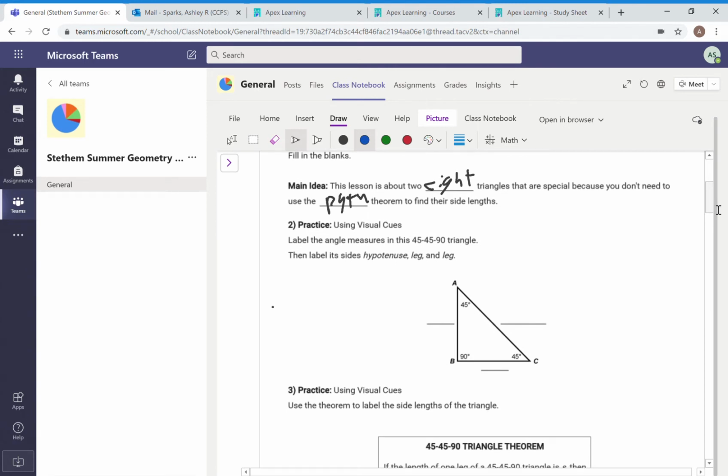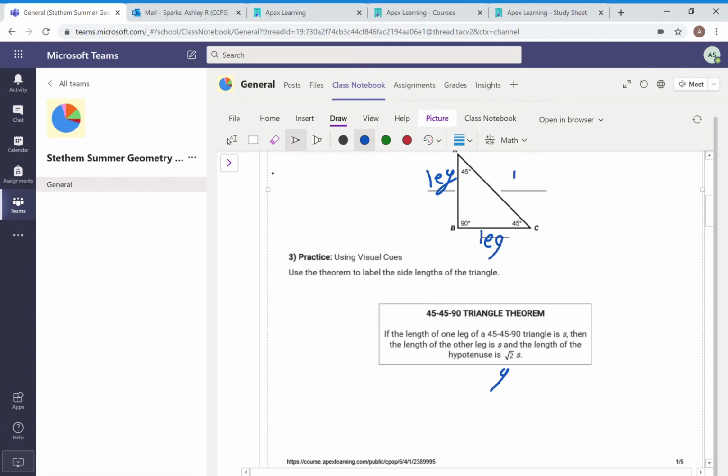Our first one is a 45, 45, 90 triangle. Okay? So the 45, 45, 90, we have two legs that are equal and our hypotenuse. The rule for these is x, our legs are the same because those are both 45s. Hypotenuse will be x times the square root of 2.